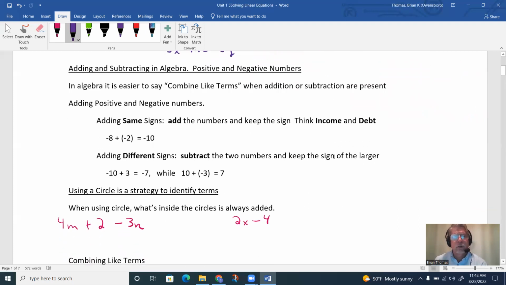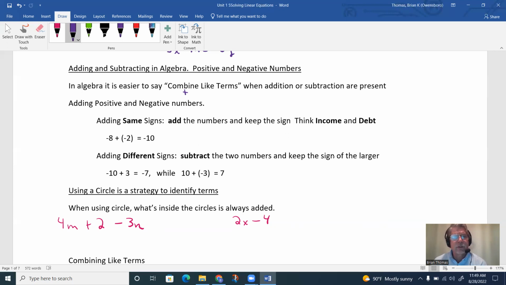So as we move into solving equations, I do want to review adding and subtracting in algebra, positive and negative numbers. In algebra, it's easier to say combine like terms when addition or subtraction are present. So keep that in mind. Combine like terms; combine kind of means to add like terms. So in working with positive and negative numbers, there's 2 basic rules. Adding same signs, what we do there is we add the numbers and keep the sign. In other words, we think like income and debt.